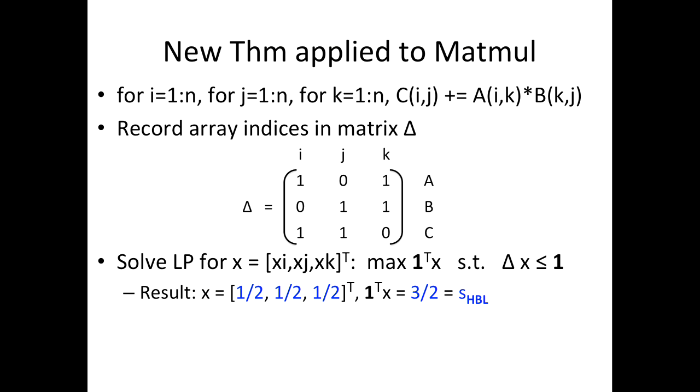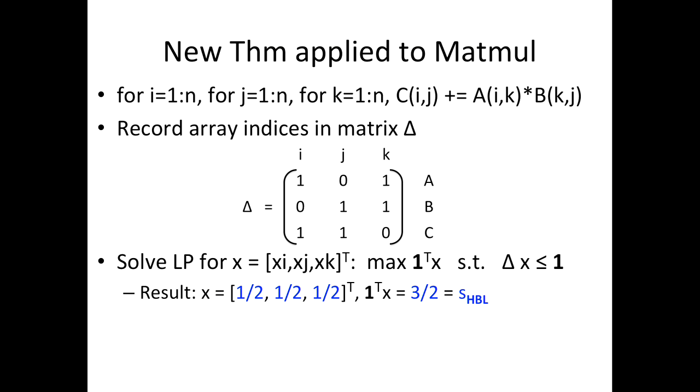So the theorem goes on to say, I'm going to solve a linear program with this little 3 by 3 submatrix. What's the linear program? It says, please maximize the sum of these 3 numbers subject to the constraint that this matrix times x is less than or equal to 1. And the answer to this very trivial linear program is 1/2, 1/2, 1/2. And the value of the linear program, the sum, is 3 halves. And I'm going to give that a name, S sub HBL.